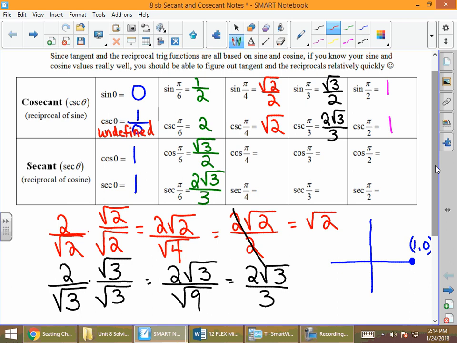Cosine of pi over 4, that's going to be our middle finger. We've got 2 fingers above there, so the cosine of pi over 4 is the square root of 2 over 2. And once again, we did that calculation already. It is in red underneath our chart, but we see that the reciprocal is going to be 2 over the square root of 2. But when we rationalize, we end up with the square root of 2.